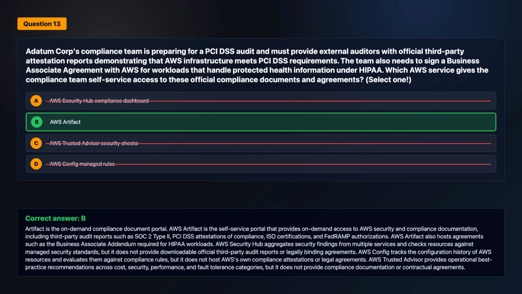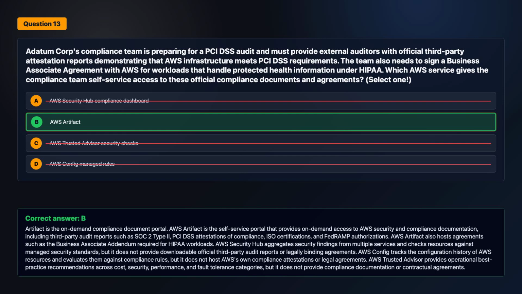The correct answer is option B. Artifact is the on-demand compliance document portal. AWS Artifact is the self-service portal that provides on-demand access to AWS security and compliance documentation, including third-party audit reports, such as SOC 2 Type 2, PCI DSS attestations of compliance, ISO certifications, and FedRAMP authorizations. AWS Artifact also hosts agreements such as the Business Associate Addendum required for HIPAA workloads.